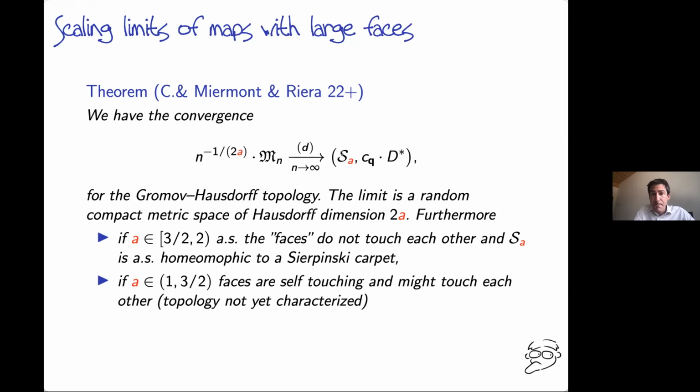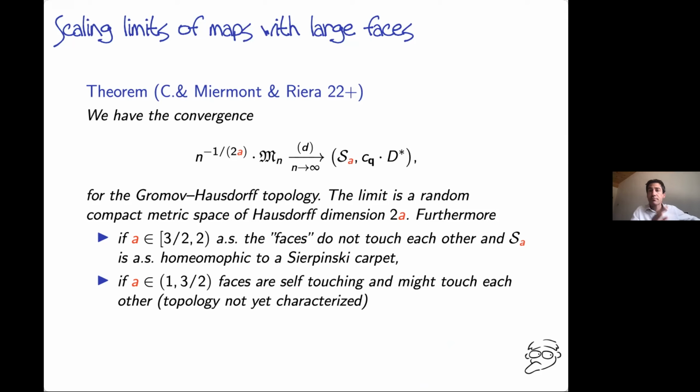So what is this guy? S_a is what we call a stable carpet or gasket. So it's a random compact metric space. It has a metric, which I will call D star. There is a renormalization factor c_q, which depends on the particular weight sequence, but forget about that. And so this space, as I said, is a random compact metric space of Hausdorff dimension 2a, almost surely.